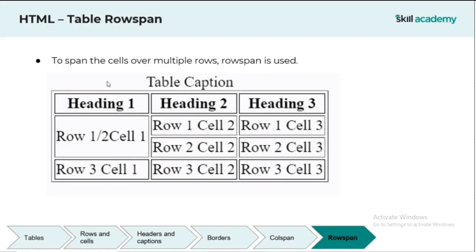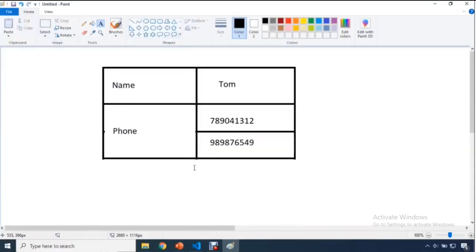Suppose we are going to design a table something like this, where you are going to display the name of a person. Nowadays, guys, a person can have two contact numbers. Suppose we need to create a table somewhat like this. Here you can see this particular area is taking two rows. So guys, here comes rowspan into the picture. That means with the help of the rowspan attribute, very easily you can design a table like this. So let's see how we can do this.